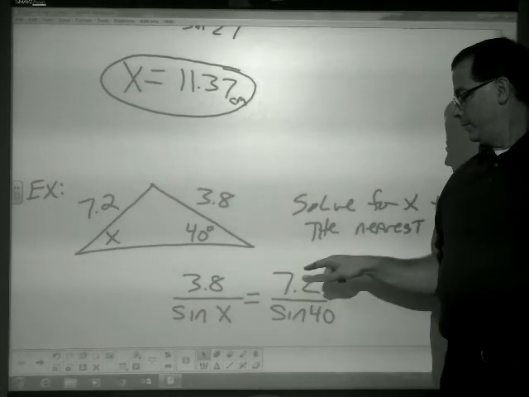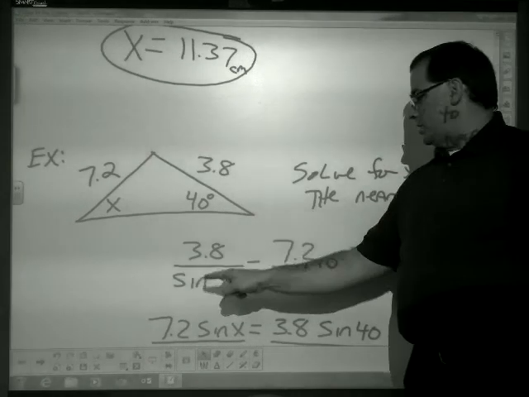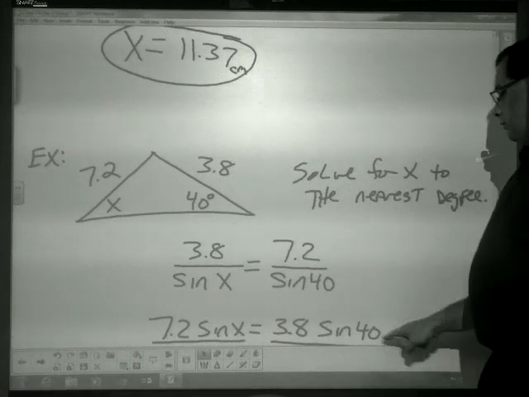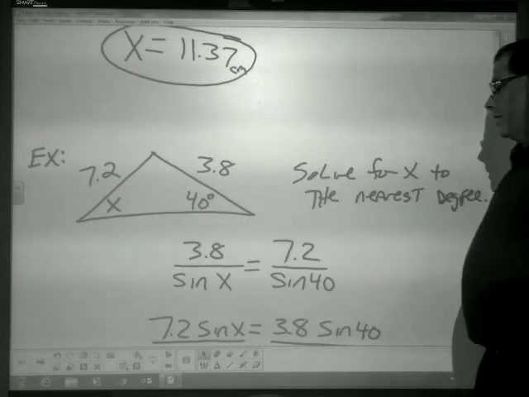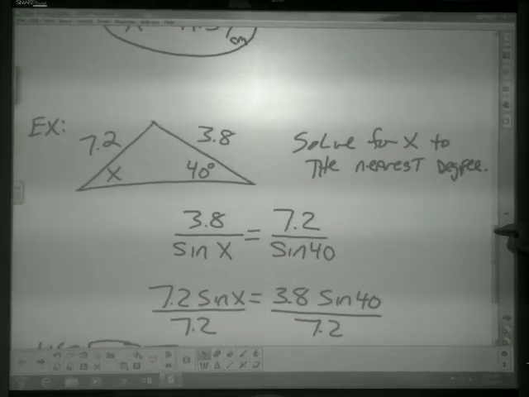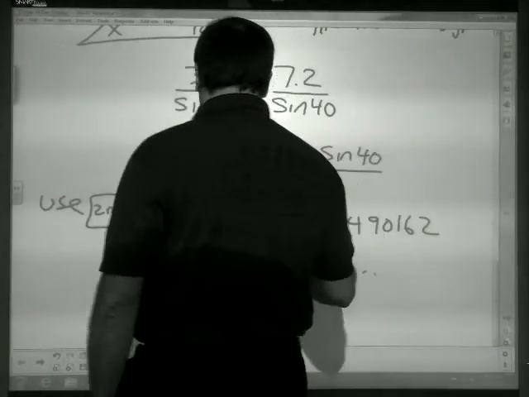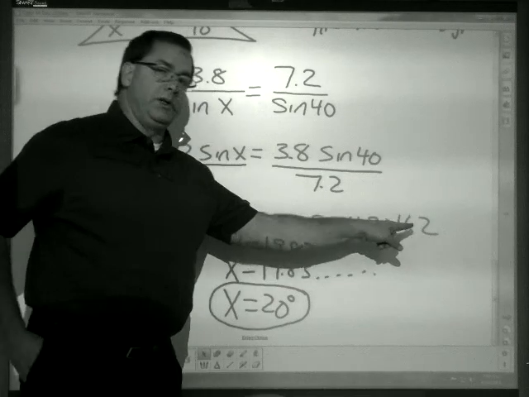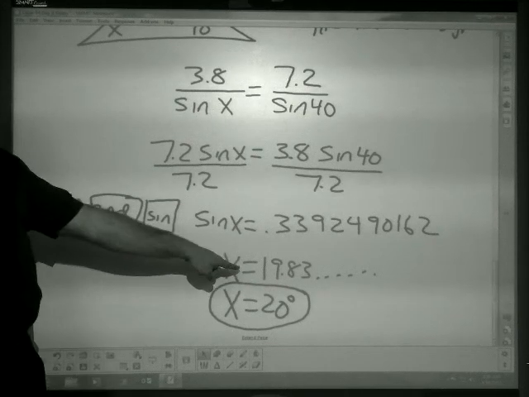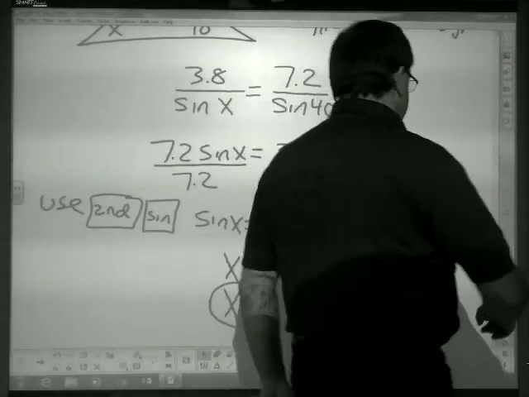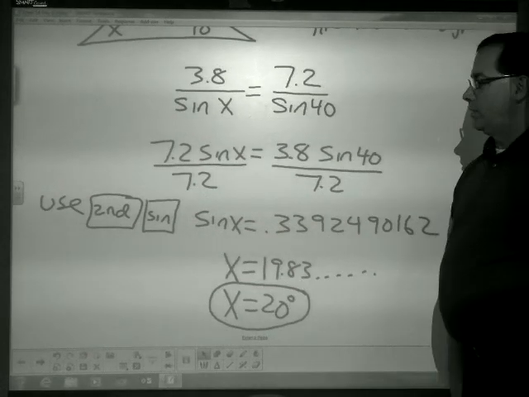Cross multiply. Okay, I cross multiply, I get 7.2 sine x equals 3.8 sine 40. Again, I'm solving for sine x now. So I'm going to divide by 7.2. All right? Now, I have sine x equals, all right, this decimal. We just got done doing this. I'm going to use second sine and get an angle. And I believe it said round to the nearest degree. Nearest degree, so 19.8 rounds up to 20 degrees.